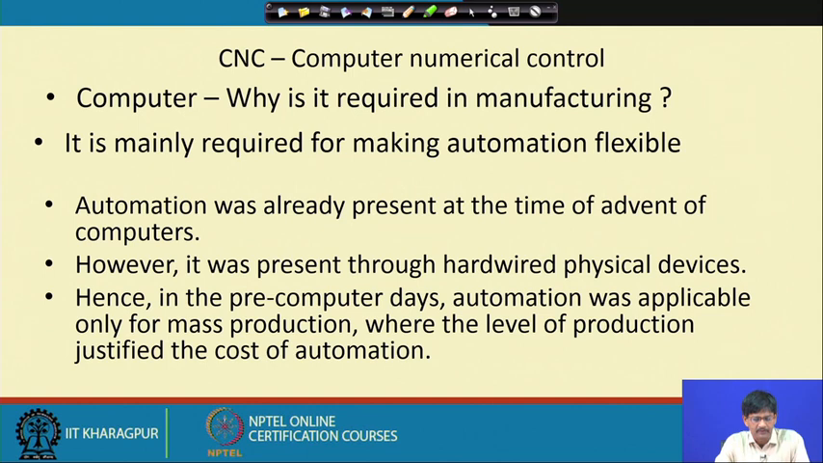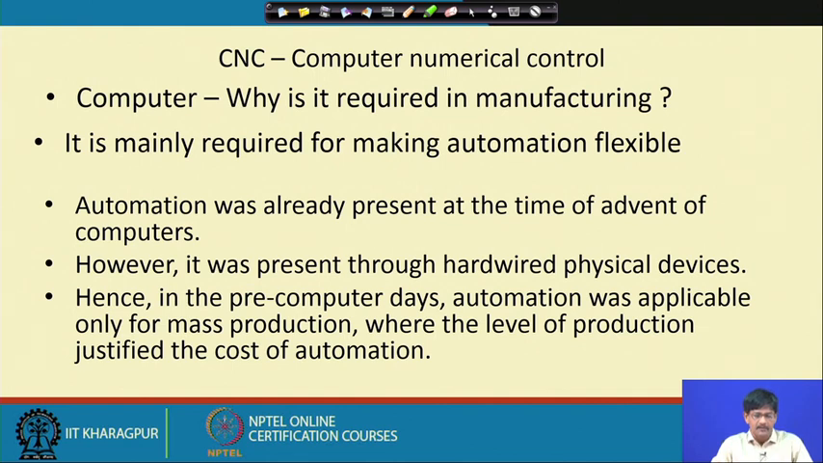In case of automation, we find that even before the advent of computers, we had automation. How was it implemented? It was generally implemented in the form of hard-wired physical devices, electronic circuits, mechanical devices mainly, or electrical control circuits, etc. Hard-wired devices are hard to change, hardware is hard to change, and software is softer, easy to change. So, whenever there was the requirement of changes, it was difficult to change these physical fixed hard automation.